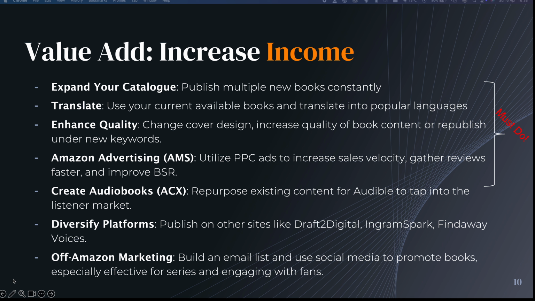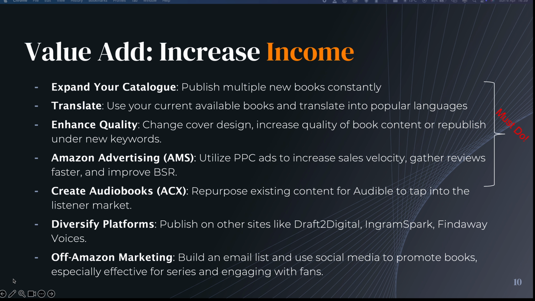Also, you can enhance the quality. If you change the cover design of the non-revenue generating books, you might be able to create some revenue, or you can use the existing books and make the quality better and maybe republish them under new keywords. Also, you can utilize the pay-per-click ads on Amazon and make them more efficient, make more sales and get reviews faster. This can improve your bestseller rank.